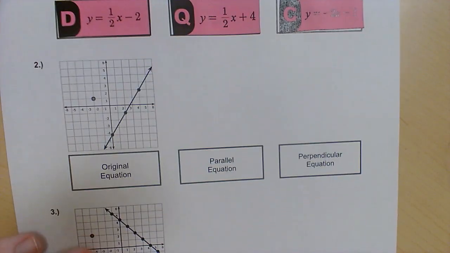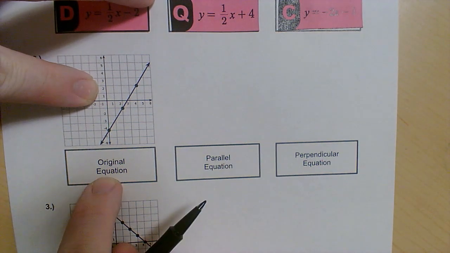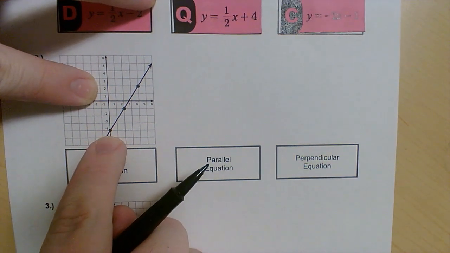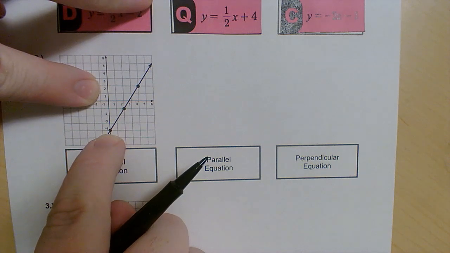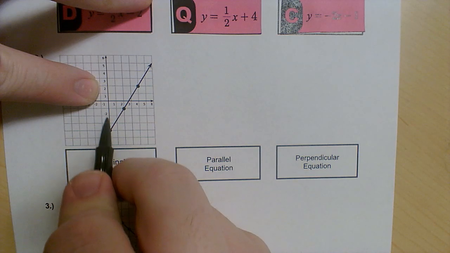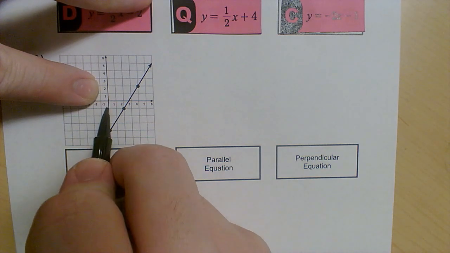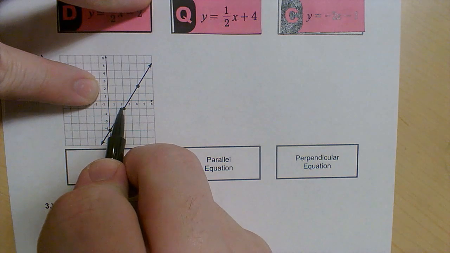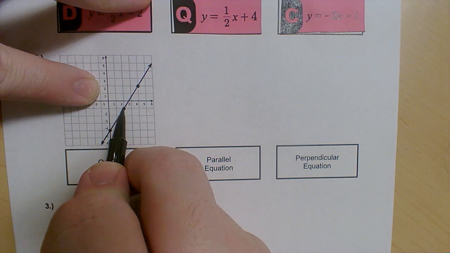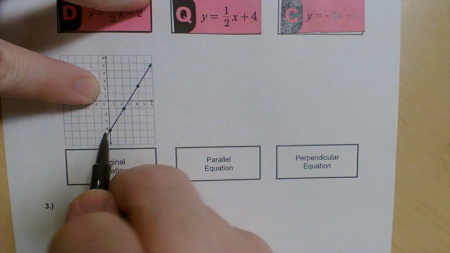Okay, number 2. Not worried about this point yet. I want the original equation. Now, the y-intercept is negative 4, and the next point up here is 3 steps up and 2 steps over. Since that goes up 3 and over 2, I know I'm looking for y equals 3/2 times x. And then since the y-intercept is negative 4, y equals 3/2 x minus 4.